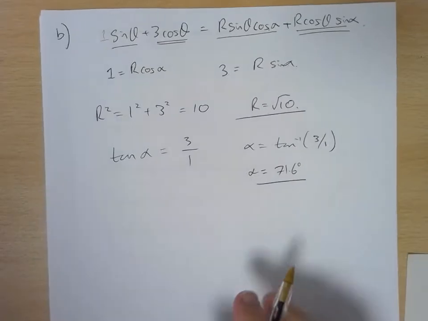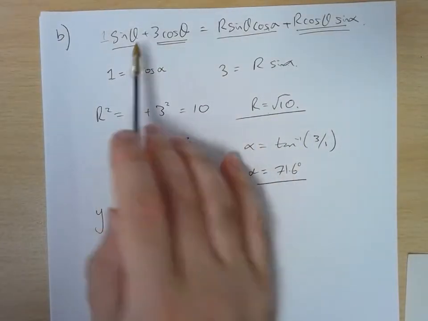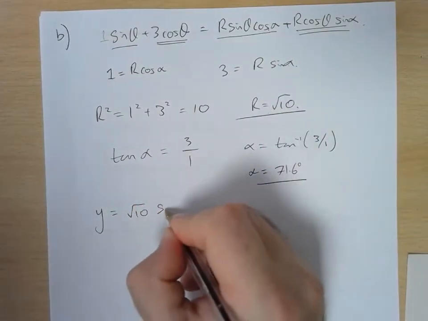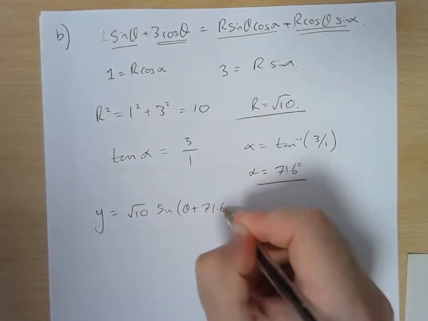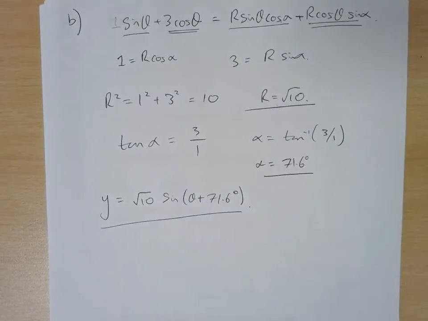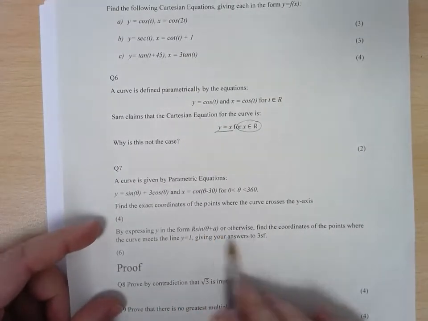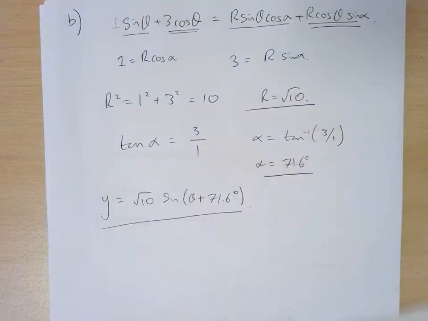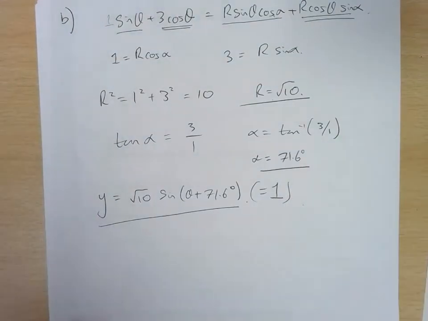So in order to express this, we're going to write out y equals, because this is y, we've got our r, which is root 10, sine theta plus our 71.6 degrees. So we've done that bit. We were asked in here, expressing y in the form that, or otherwise is usually a trap. Find the coordinates of the points where it meets the line y equals 1. So we need to set this equal to 1 and solve it.